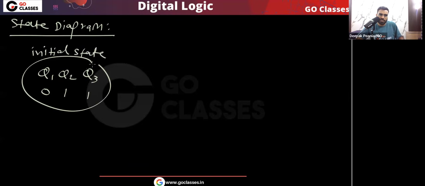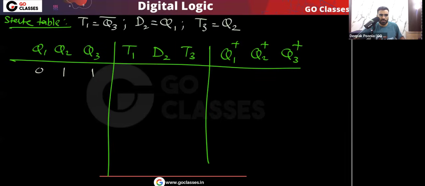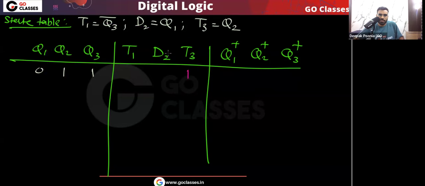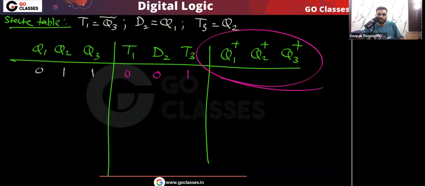Okay, so from this initial state, what will be the next state? Let's find that from 0, 1, 1. First, from this present state, we will find the flip-flop inputs. You can see that T3 is Q2, which means it will be 1. D2 is the same as Q1, so it will be 0. And T1 is Q3 complement, so that is 0. Now let's see what the next state will be.